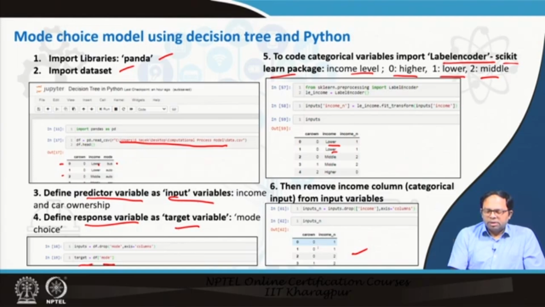So, car ownership levels, income levels in 1, 2, 3 and so on. Similarly, like we did in the case of the logistic model, we also change some categorical variables into dummy variables. So, that is what is being done over here. Then we remove the categorical input columns from the input variables. So, we have just done the data conversion.